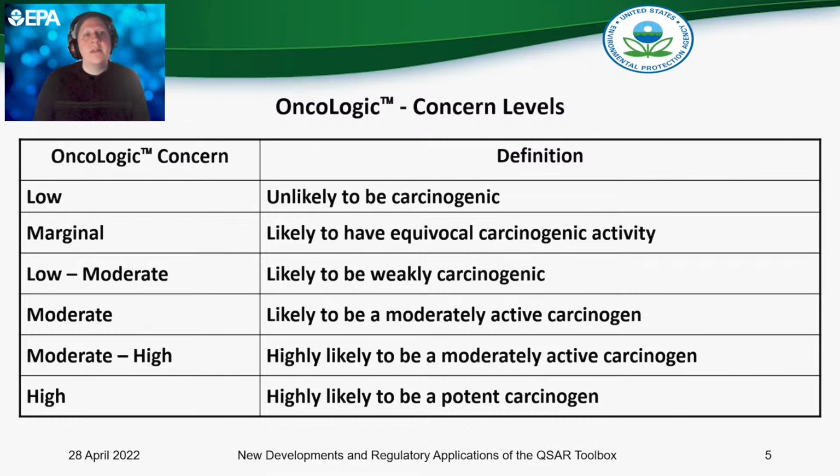potent carcinogen. So the low moderate acts usually at one stage of the three-stage model, like initiation, and high acts at all three. The last concern level is marginal, which is likely to have equivocal carcinogenic activity. So there are quite a few cancer bioassays in rodents that have given equivocal results. Maybe it's only positive in a single sex or a single species, or tumors were noted, but there was no dose response. So that's how that information was incorporated into Oncologic. So if you were to test something with a marginal concern level, you would likely get equivocal results in a 2-year cancer bioassay.